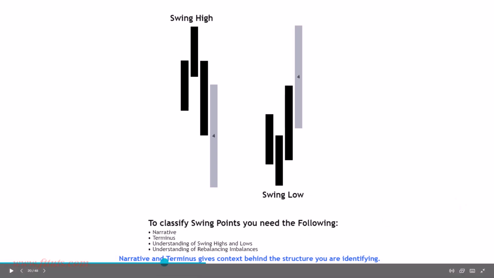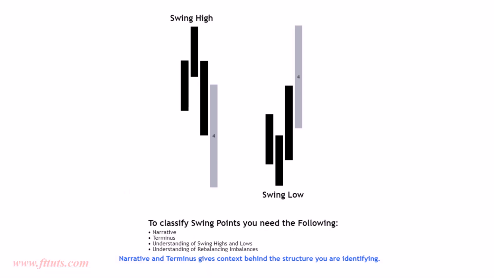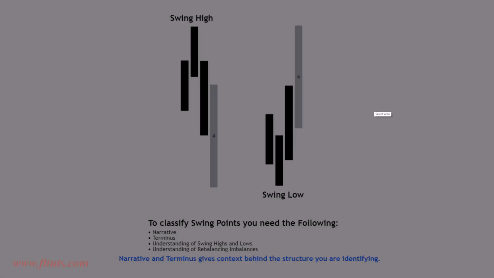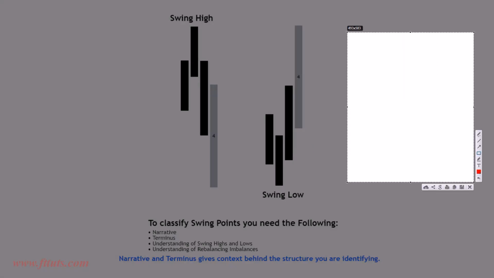The narrative and the terminus give us context behind the structure we're identifying. So if this is the source and this is the terminus, terminus means where price is going to end. It could be a short-term target, such as those previous swing lows, or it could be the draw on liquidity. Basically where we're going to end either the week or where we're going to end the day.